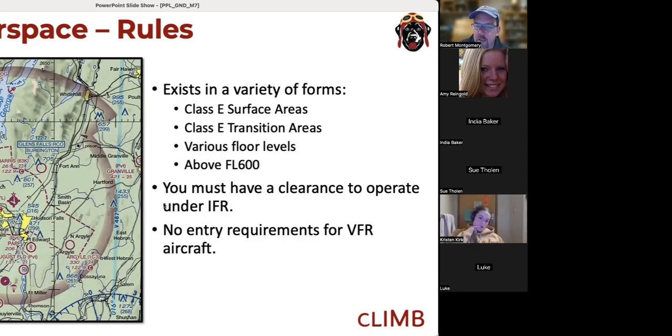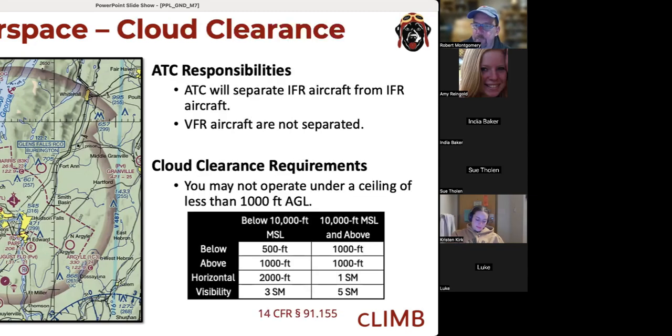Rules are, if you want to fly under IFR in Class E, you have to have a clearance, same as you would for D, for C, for B, and obviously for A. For VFR aircraft, there are absolutely no entry requirements for us, right? But what they do is they give you some restrictions, right? So ATC is going to separate IFR aircraft from other IFR aircraft in this airspace. They don't even touch VFR aircraft, right? We're just allowed in there and we can do whatever we want and go wherever we want, right?